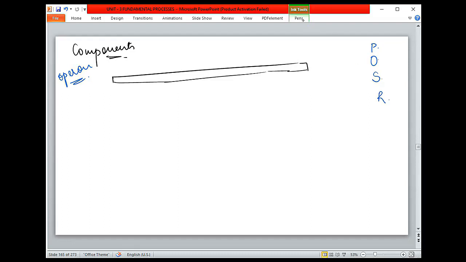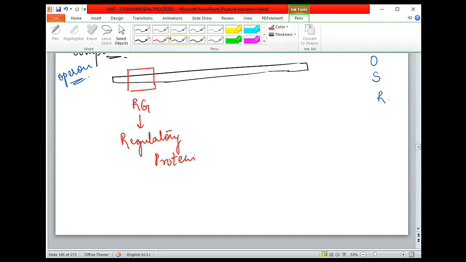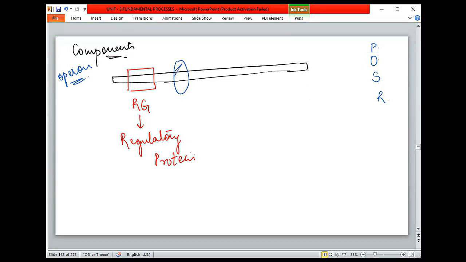This is your regulatory gene, which would be making the regulatory protein. Then we have the promoter, which would cause the initiation of the entire thing. Try to correlate: these are genes, they need to form their final product, and this is done with the help of RNA polymerase joining in and causing transcription. Over here as well, the same thing would be there.